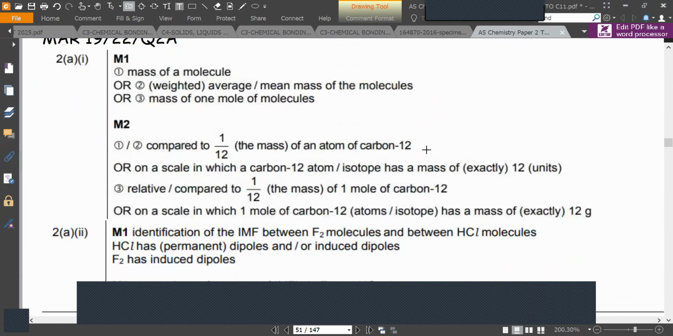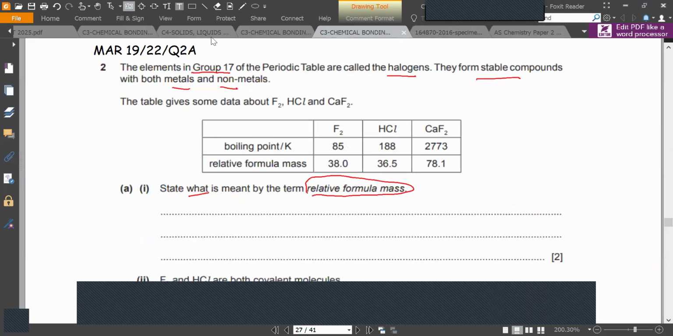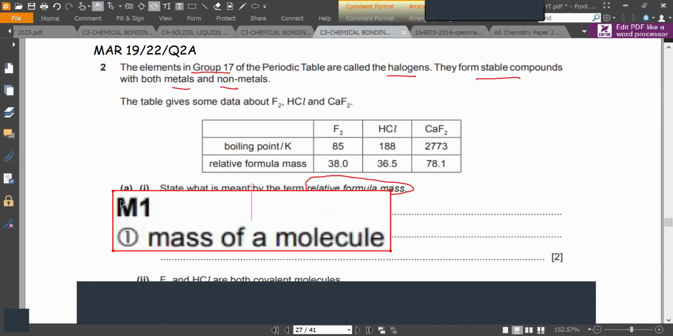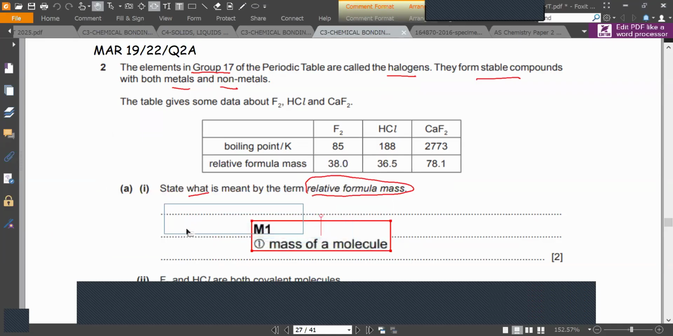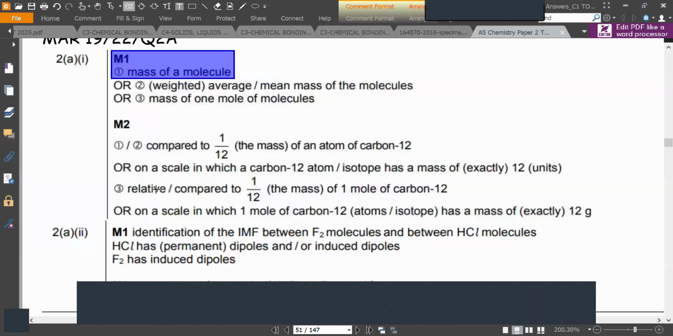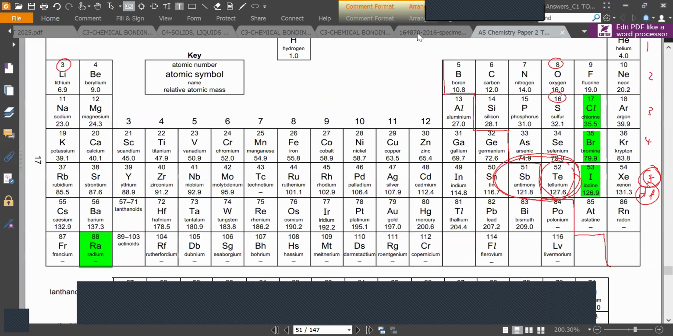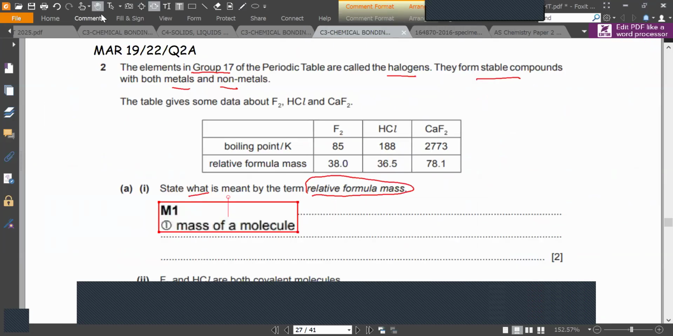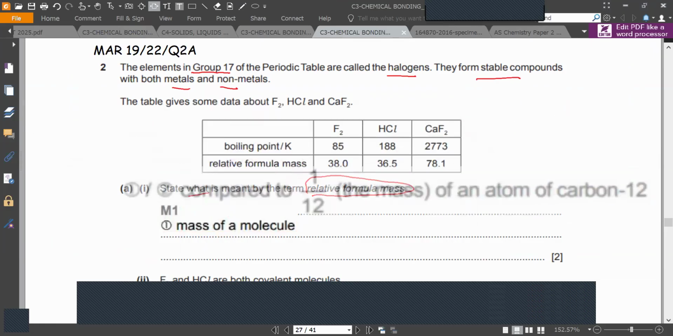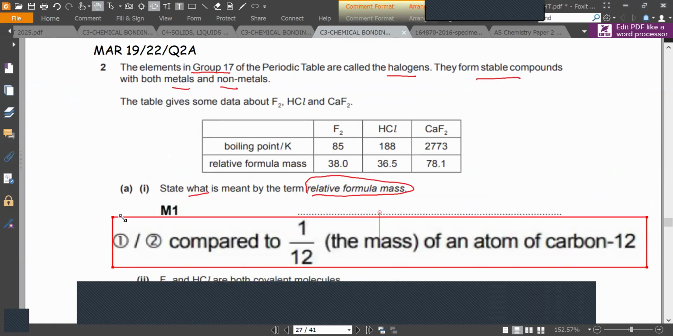Basically this one we need to memorize this definition. First we need to say that it's the mass of a molecule. So this is the first point there, mass of a molecule. And then the second key point is compared to the mass of an atom, carbon 12. So that's the definition. We just need to memorize that to get the full marks.